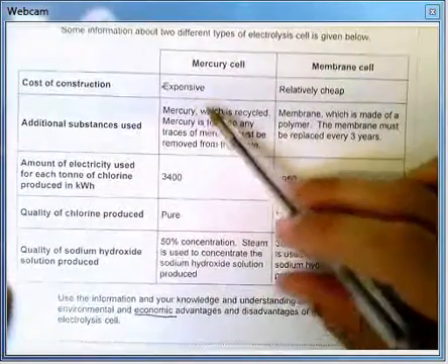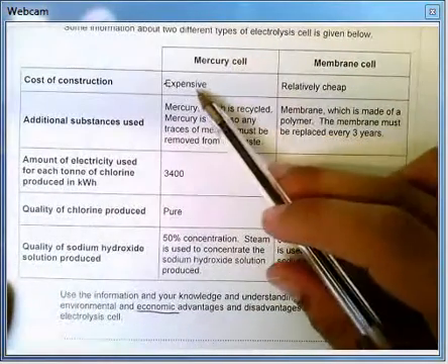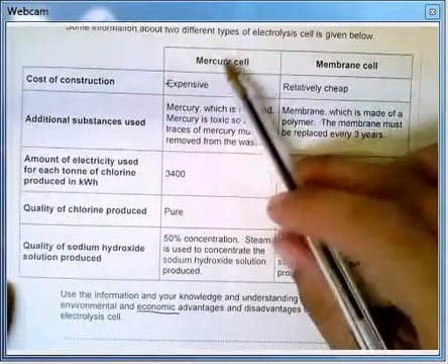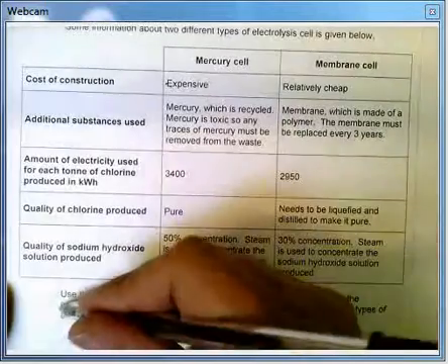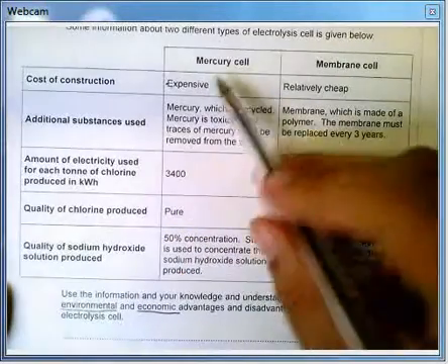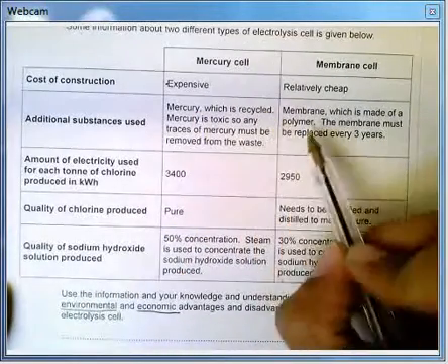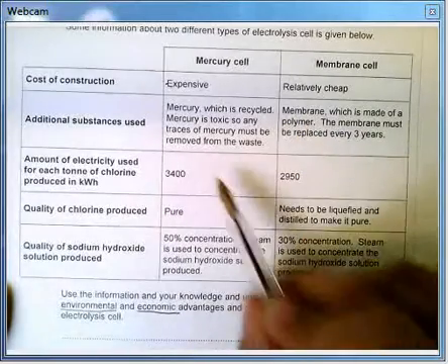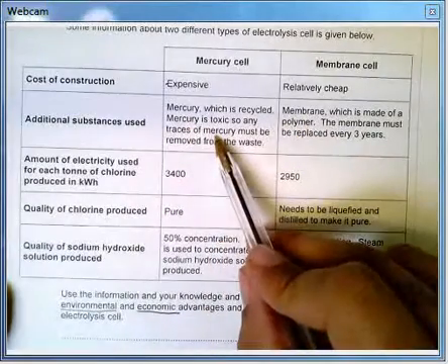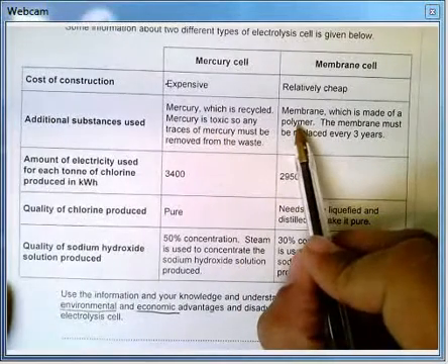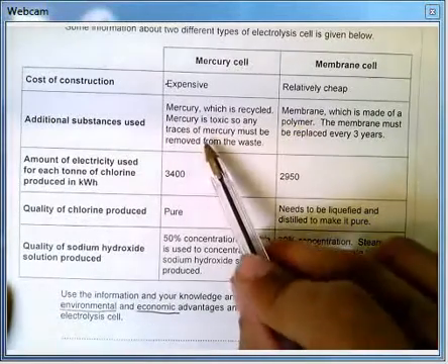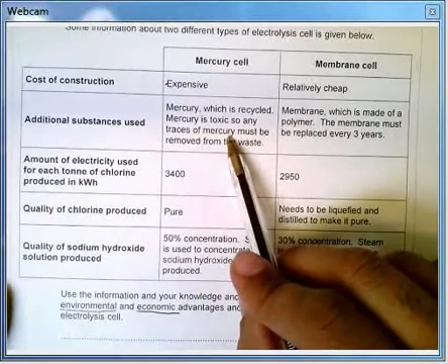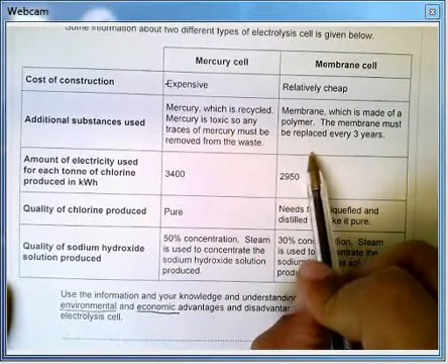So, firstly, economically, the mercury cell is more expensive than the membrane cell, as the membrane cell is relatively cheap. Okay. Secondly, let's talk about an environmental point now. The mercury cell can be recycled, but the membrane cell must be made from polymer. It must be remade. Okay. Mercury is toxic. Okay, but polymers aren't generally. Okay, removing all traces of mercury is probably expensive. It's a good bet to say it's expensive. Okay, that does not need to be done over here.